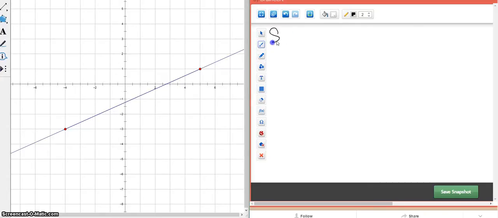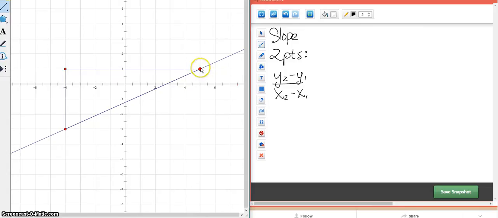We want to talk about slope and how to find it given 2 points or given a graph. So given 2 points, we use a formula. Now this formula comes from talking about our rise, meaning our vertical change over our run.